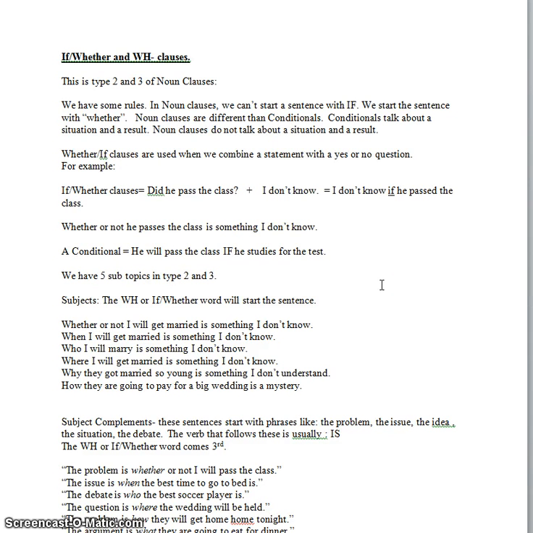Now let's start to talk about types 2 and type 3 of noun clauses. This is if and whether and WH clauses. We have some rules. In noun clauses, we can't start a sentence with if. We start sentences with whether. Now, noun clauses are different than conditionals. Conditionals talk about a situation and a result. Noun clauses do not talk about a situation and a result.